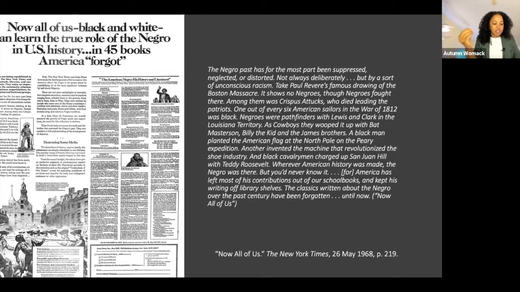And here, literary production uncovers a previously unknown historical period, one in which African Americans were present for and indeed contributed to every major stage of nation building, from the earliest moments of the Revolutionary War to the battle at San Juan Hill, from expeditions to the North Pole to innovations in the mass production of shoes. Suppressed by, quote, the unconscious racism that perpetually evacuated Blacks from the historical record, African Americans' contributions, the advertisement suggests, lurk just below the surface of the dominant national narrative, while historical recovery and literary reproduction lubricate the pathway towards racial integration.